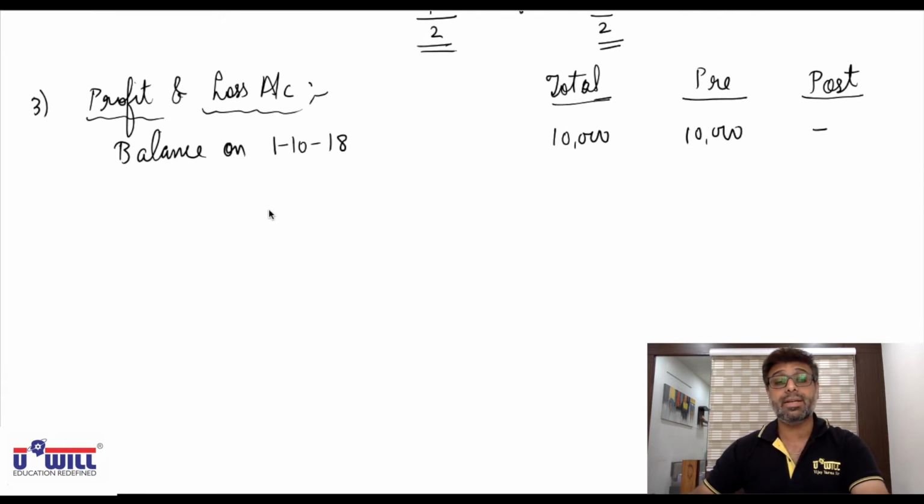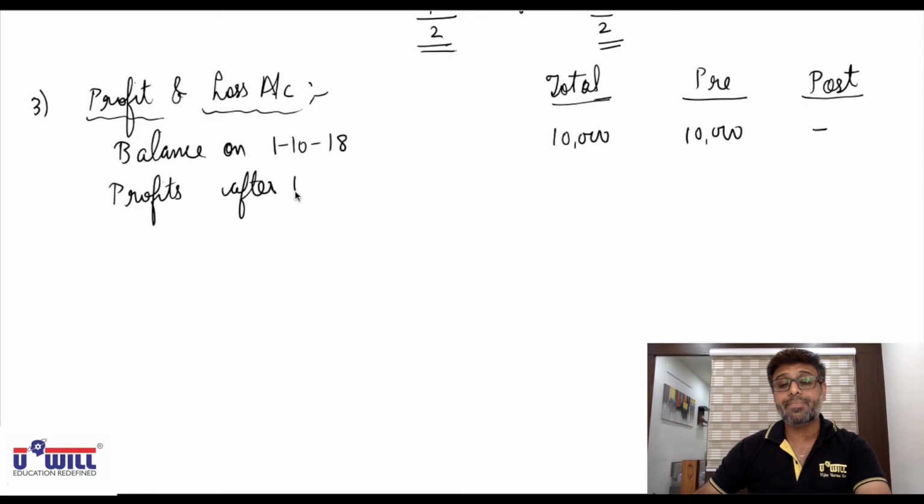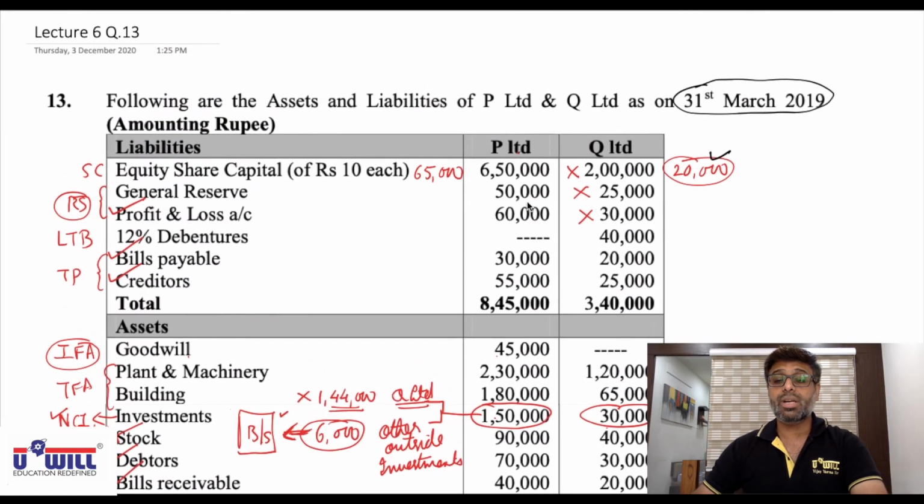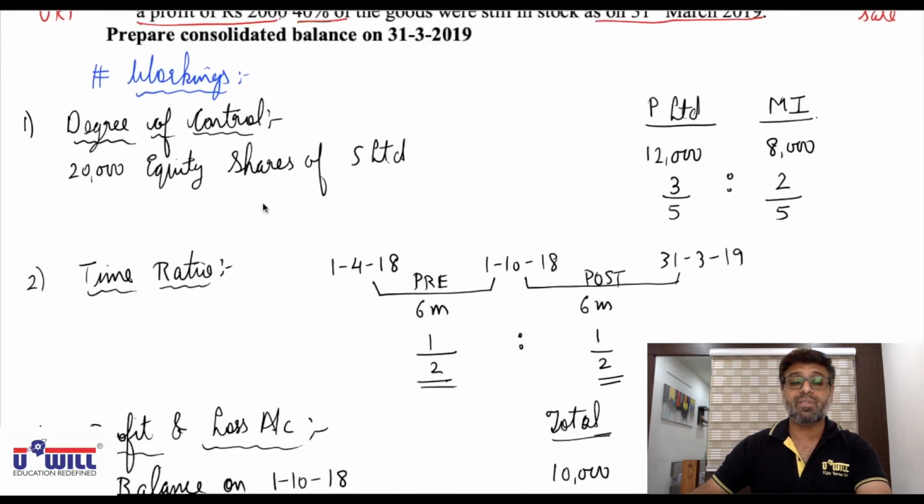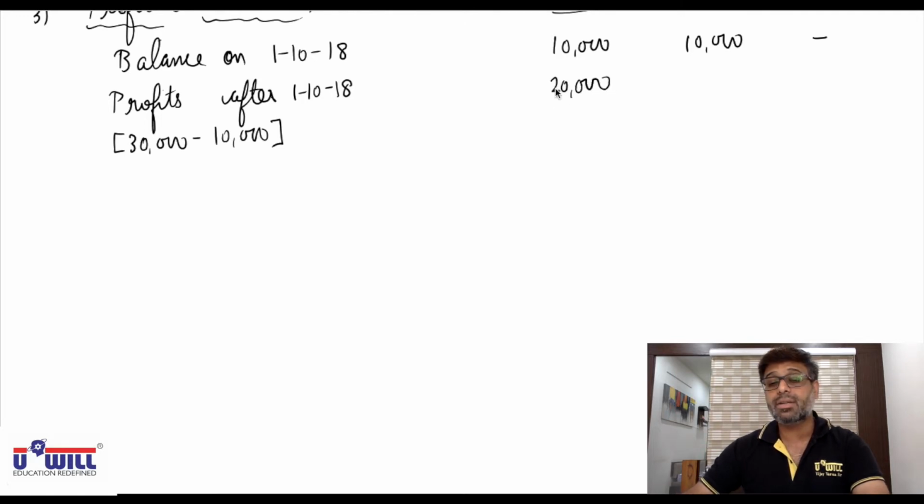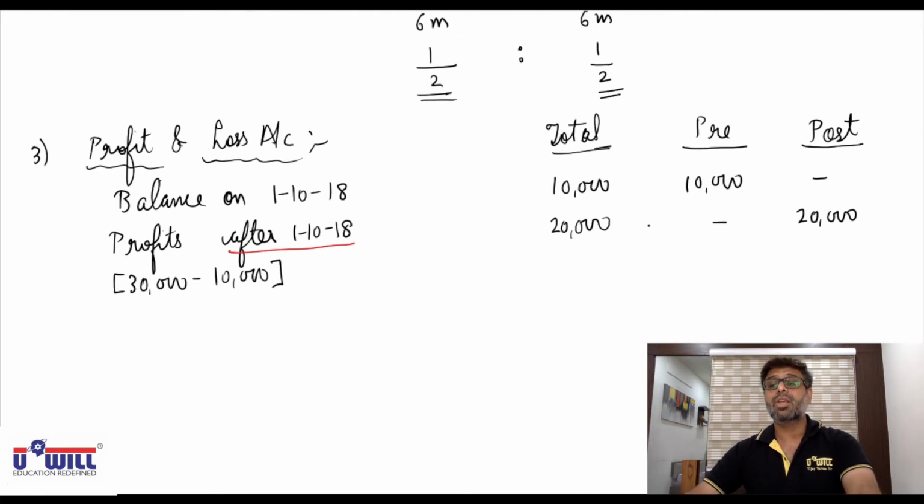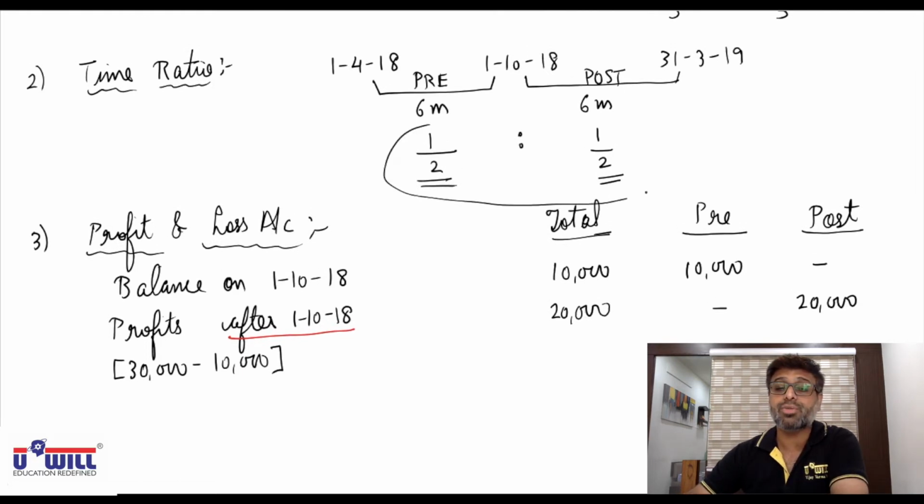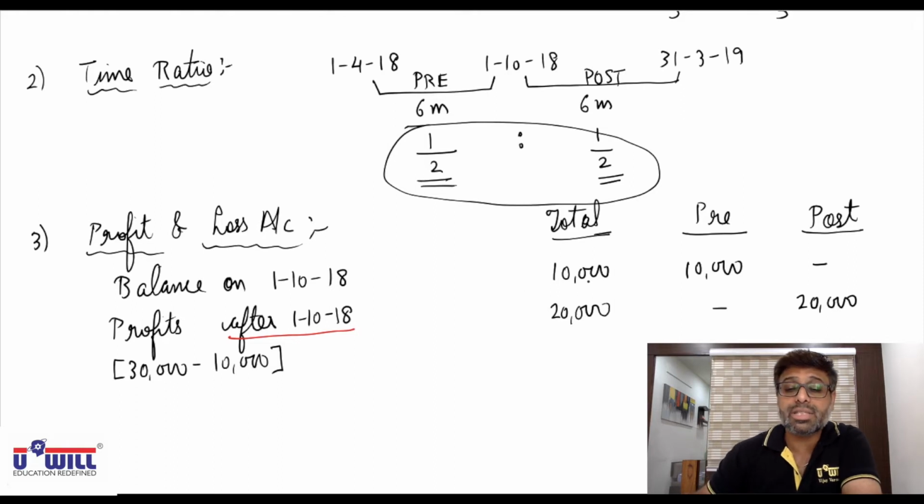Now you'll not get profit during the year. Whatever amount remains would be profits after 1/10/18. This difference will come in the working. What is the P&L account balance in the balance sheet? 30,000. Out of that 30,000, the balance on 1/10/18 is 10,000. Means what profits did the company earn after 1/10/18? The remaining 20,000. Now, after 1/10/18 means this entire 20,000 is post-acquisition profit only. So don't distribute this 20,000 in the time ratio. Don't do that, because 10,000 is the balance on 1/10/18. So 30,000 minus 10,000 is the profit after 1/10/18, which means it is post-acquisition profit only. So further we don't have to distribute that in the time ratio.